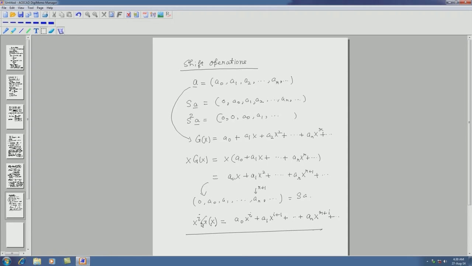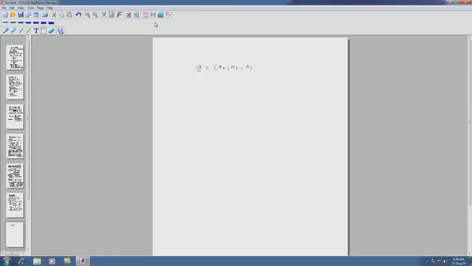Now, we can also talk about the left shift operation, and we can in fact derive it starting from applying s to the power minus 1 to the discrete numeric function a. So, a is a 0, a 1, a 2, a r and so on. So, I know that s to the power minus 1 corresponds to one left shift. It is a 1, a 2 and so on.